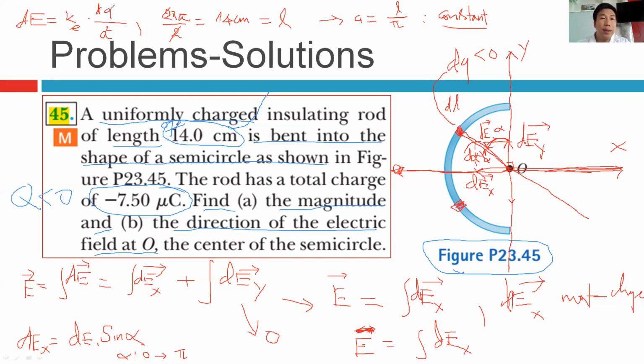Okay, so how can we determine dq? We can determine dq equal to dl multiply lambda, right? What is lambda? Lambda is the charge density of a rod. So how can we calculate lambda? Lambda is equal to q divided by L.